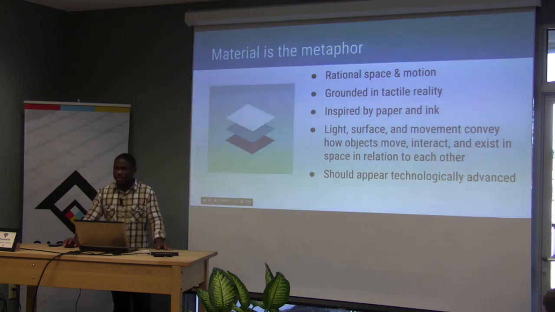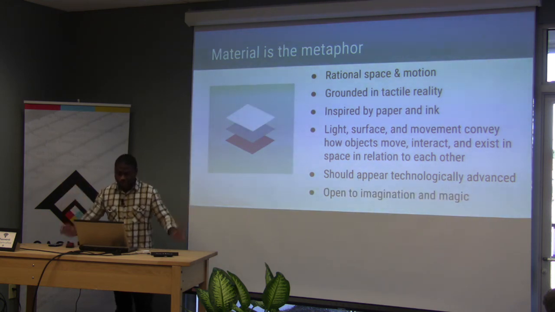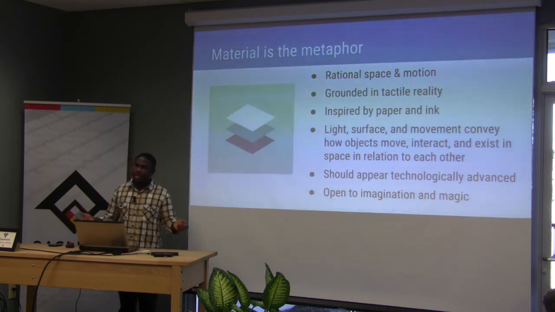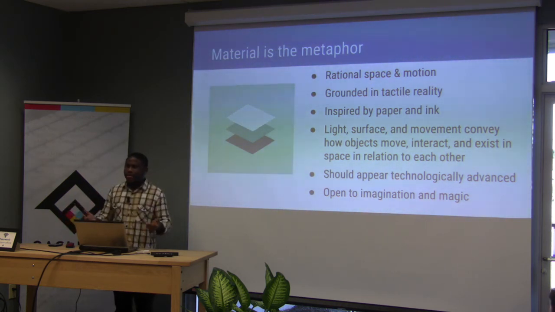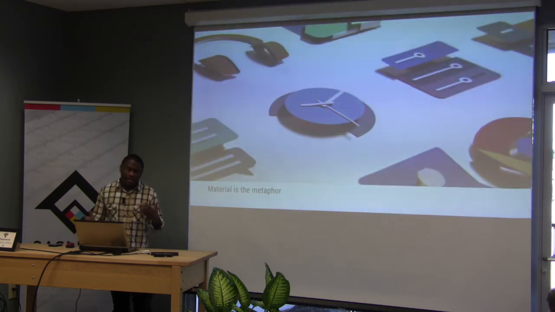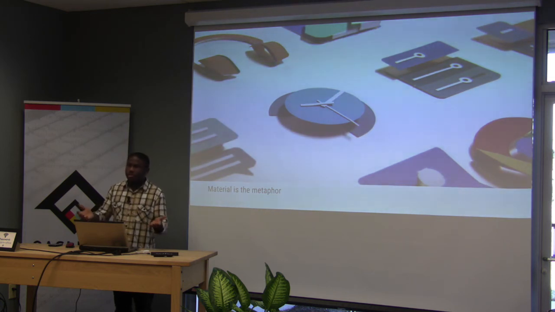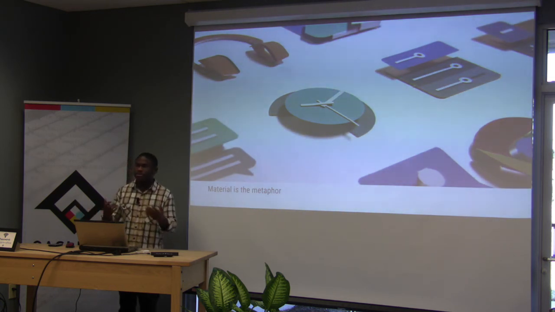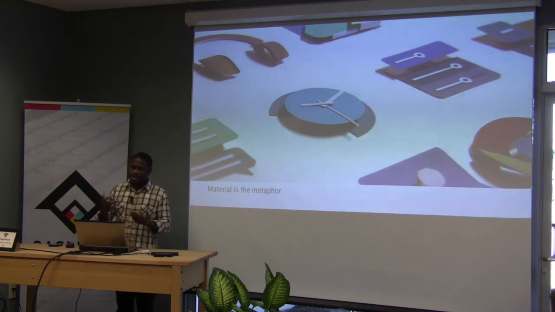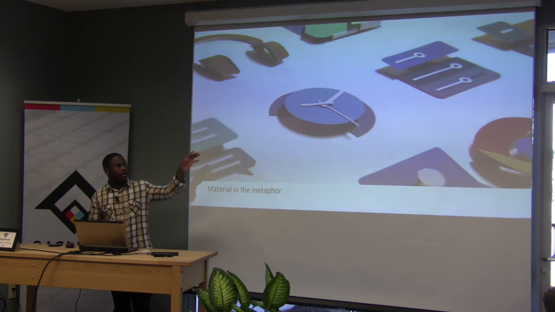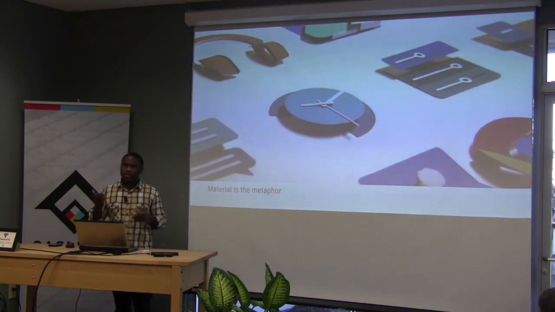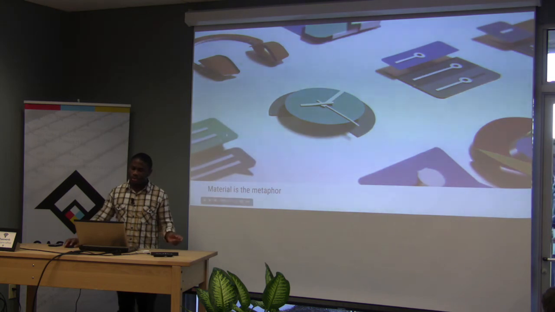And it should appear technologically advanced. And so there's some magic involved with it. And so it's open to imagination and magic, you can take what they provide and imagine it differently. Whenever they were coming up with these principles, they actually took some used paper, like actual paper and cardboard, and designed some of what the icons should look like to inform their decisions on how materials should interact. The interactions you see on the interface should be possible in real life, for instance. And they used those to study shadows, like with the clock there. So the element above the one beneath it is casting a shadow down towards it.